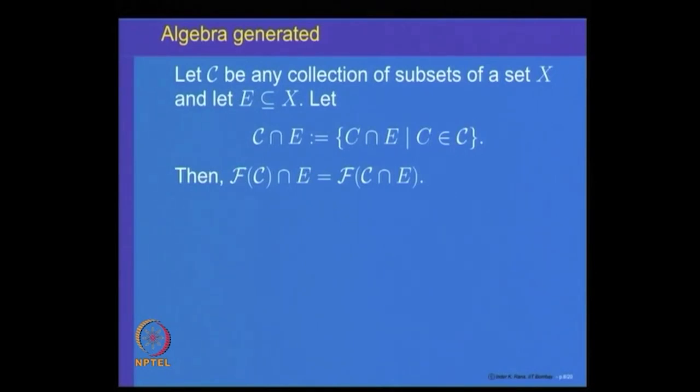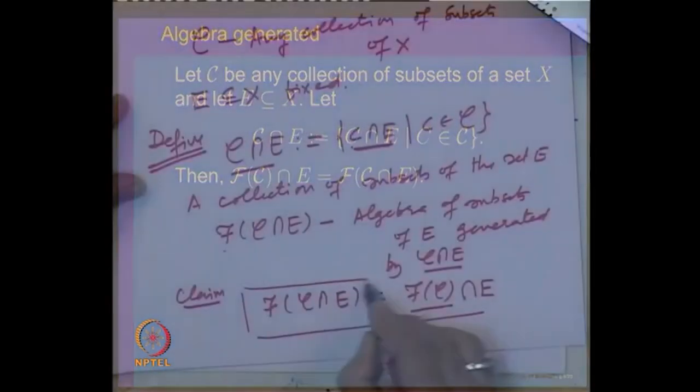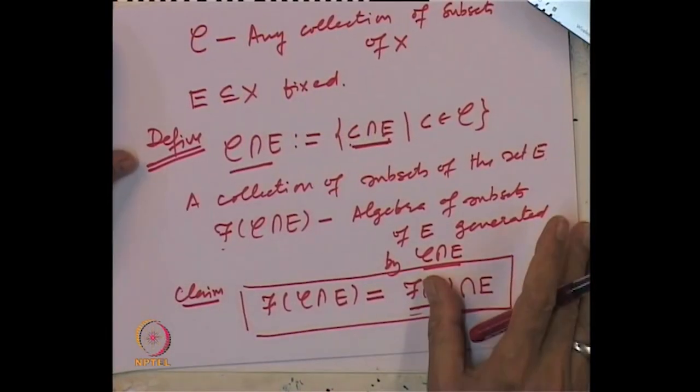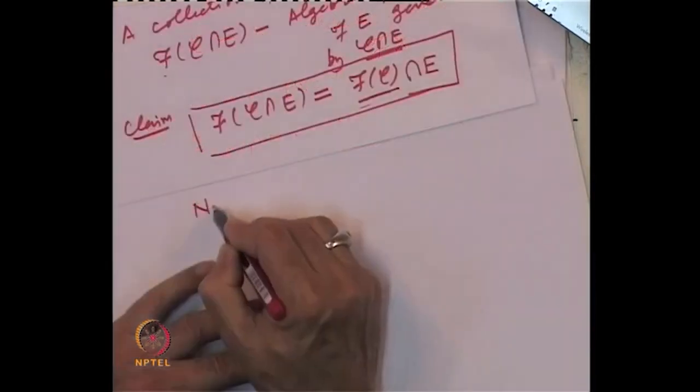And the claim is that F of C intersection E is the same as this: you first generate the algebra by C, so this will be the algebra generated by the collection of subsets in C. This is an algebra of subsets of X; take its restriction to E, and that is the same as this. So, this is the theorem, or the result that we say is true. Let us prove this. To prove this, let us first observe, note.